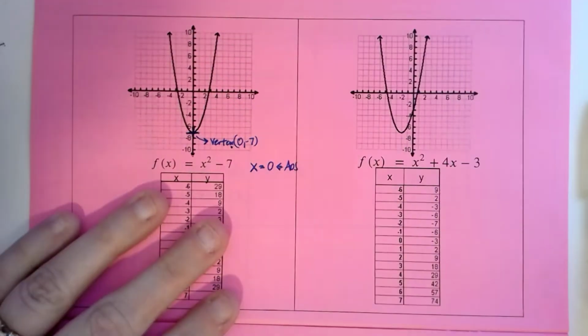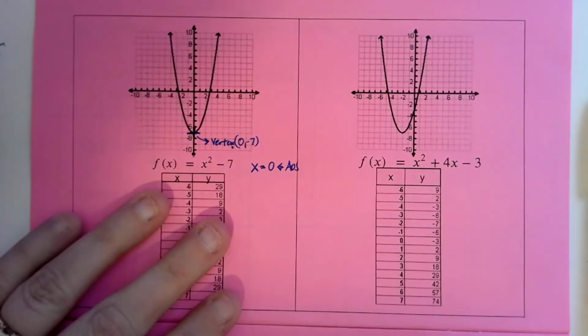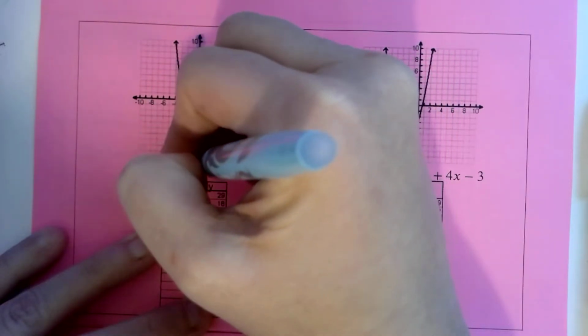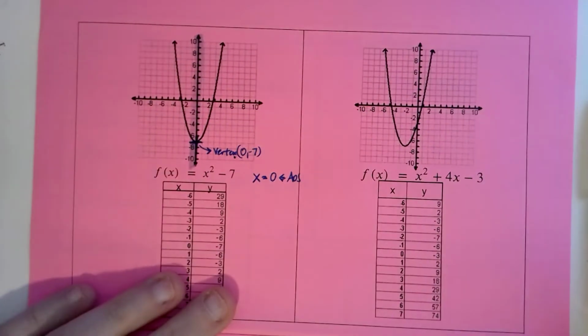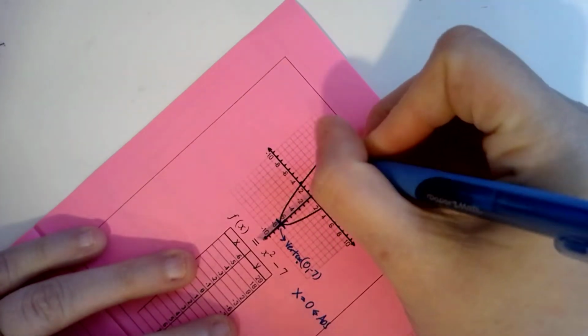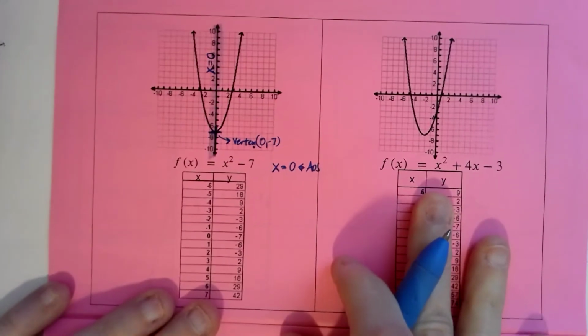Okay, so again, if I were to draw a vertical line down the middle of this parabola, that will be my axis of symmetry, and the equation of that line would be x equals 0. Okay, so there's my axis of symmetry.